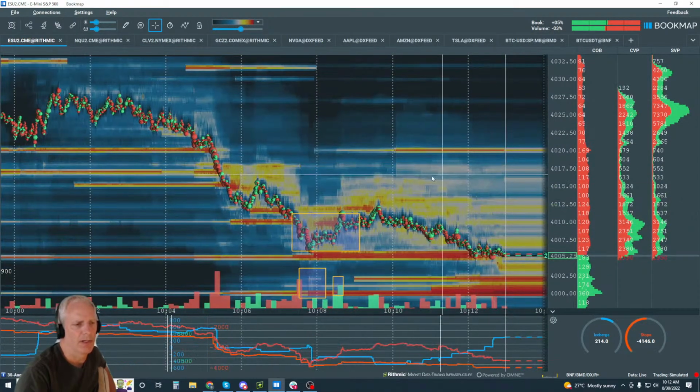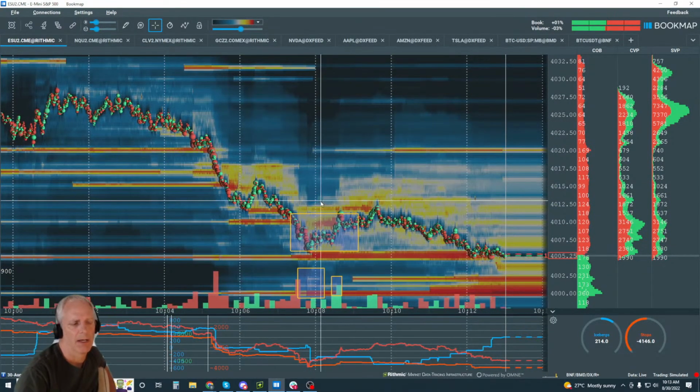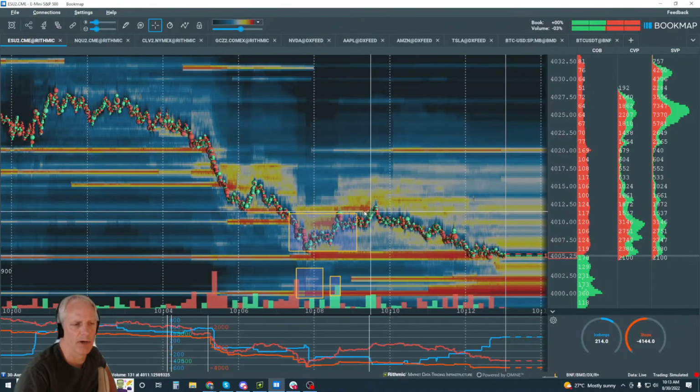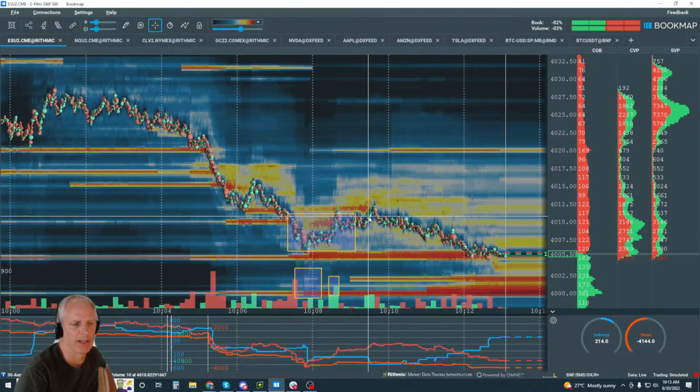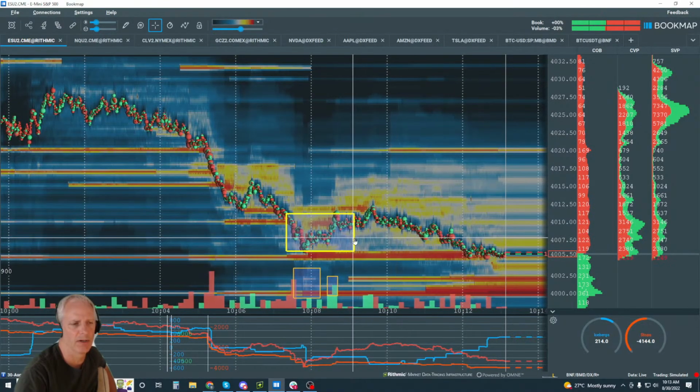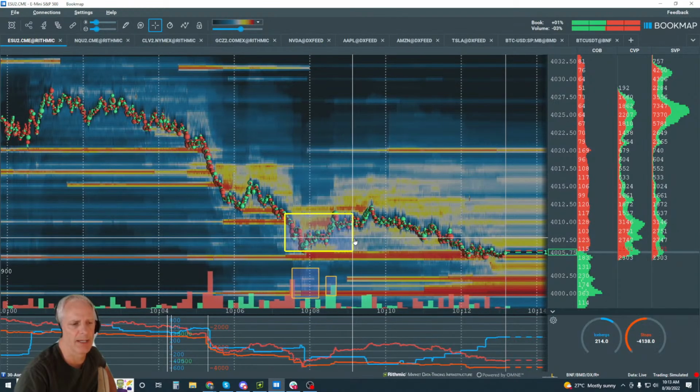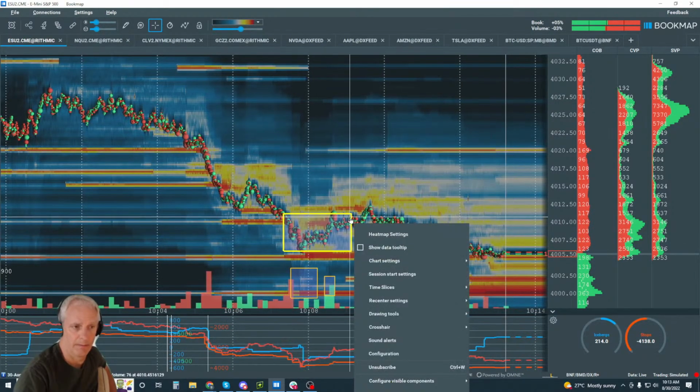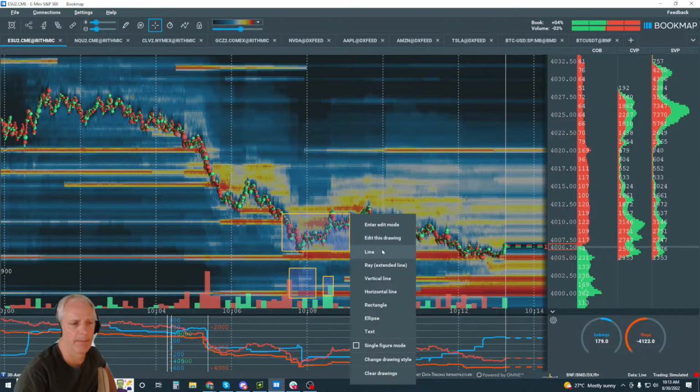One thing to note, we see this all the time, and this is why we want to read the volume and transactions within this structure in here, as well as the liquidity, the heat map in here.